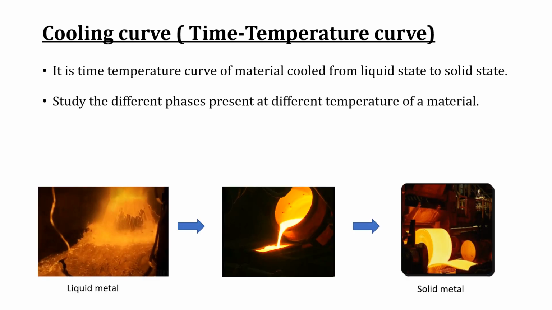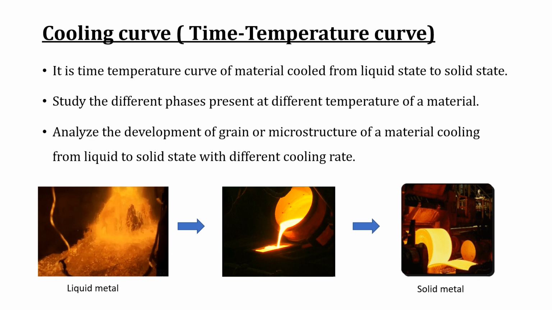In this curve we are going to study the different phases which are present at different temperatures of a material. These phases are studied at different temperatures, and we analyze the development of grain or microstructure of a material when cooled down from the liquid state to the solid state with different cooling rates. As you are seeing here, the metal is converted into the liquid state by heating at a high temperature. Then it is cooled down at a desired cooling rate according to the property you require in your material, and gets converted into the solid state.